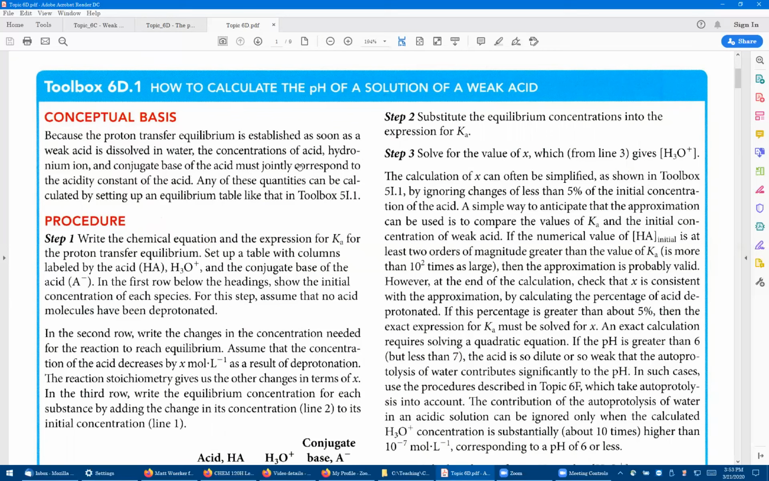Now, in determining the pH of a solution of a weak acid, unlike a strong acid, where you can assume the acid is completely dissociated and the hydronium ion concentration will be whatever the original acid concentration was, for a weak acid that's not true. When a weak acid reaches equilibrium in aqueous solution, the concentration of hydronium ions is only a small part of the original amount of the weak acid that went in. And so we have to look at it as an equilibrium problem, which is what this procedure covers.